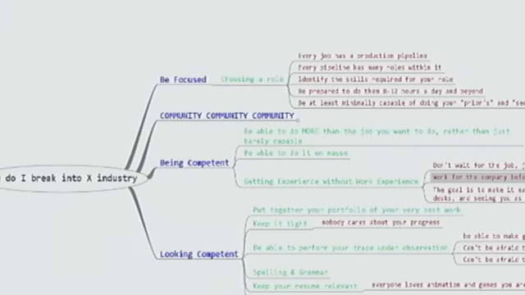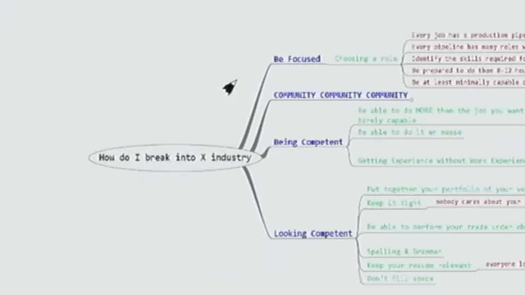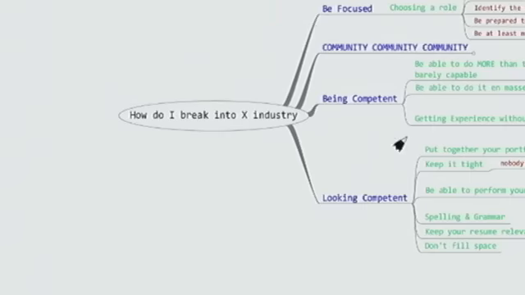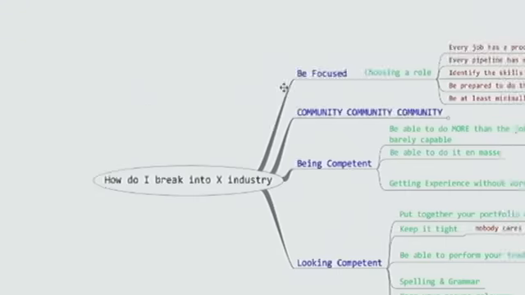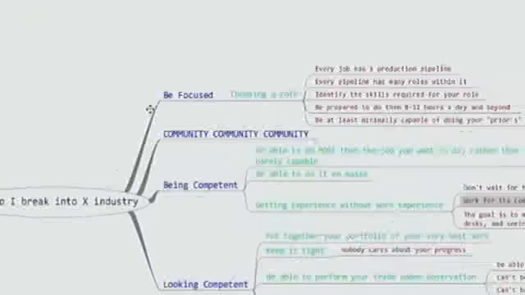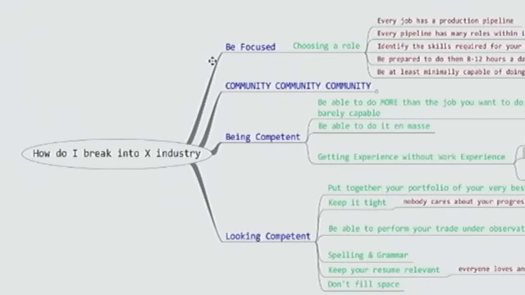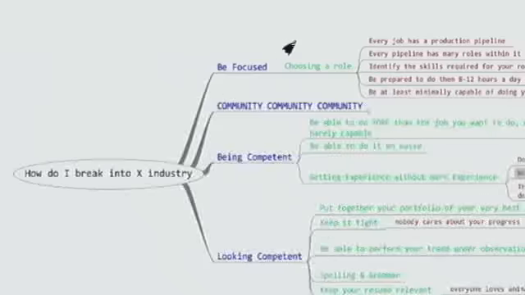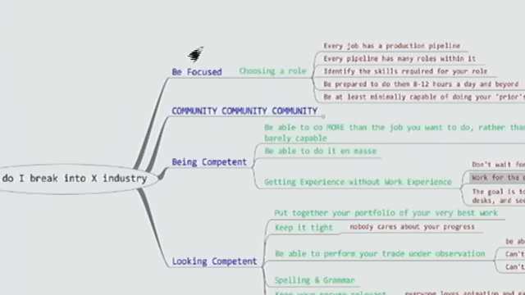Okay, so I often get asked this one question, which is how do I break into the games industry or the animation industry or whatever? So this is just a very quick, generalized checklist of things that you should probably be going over if you are intending to break into an industry. So the first one is be focused.